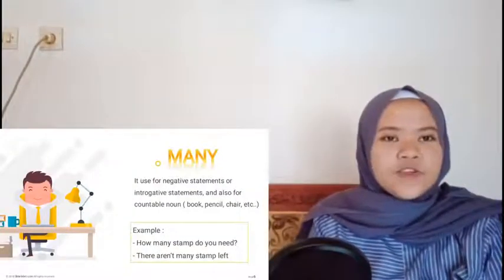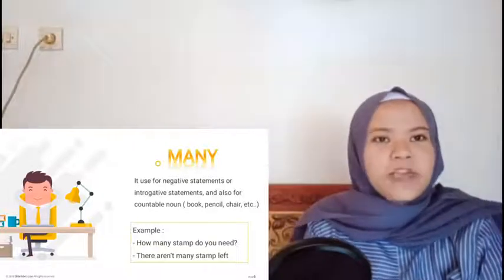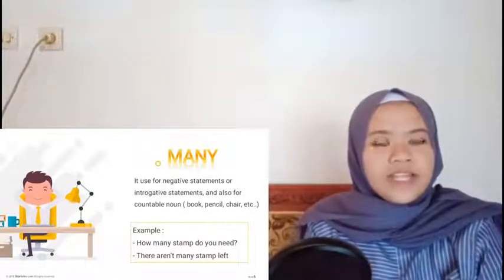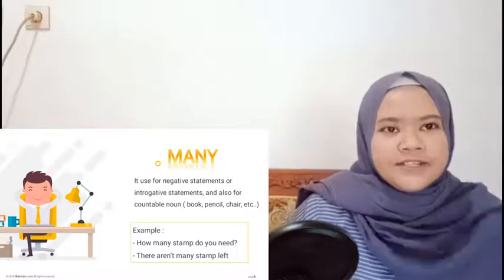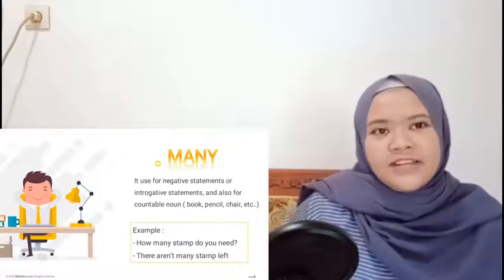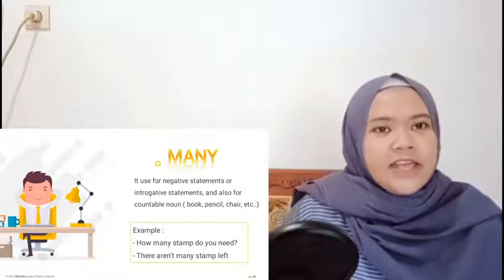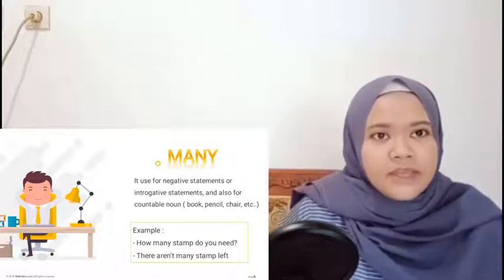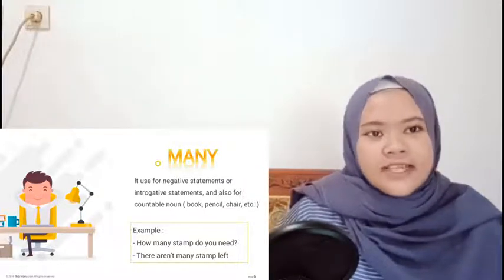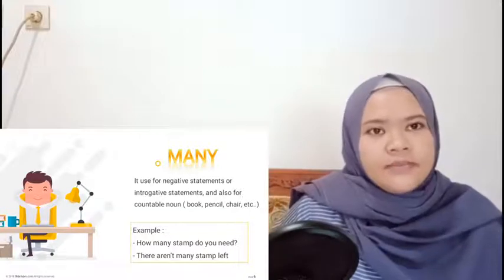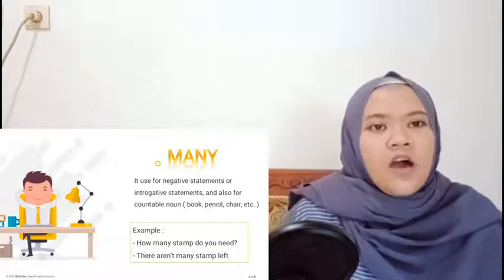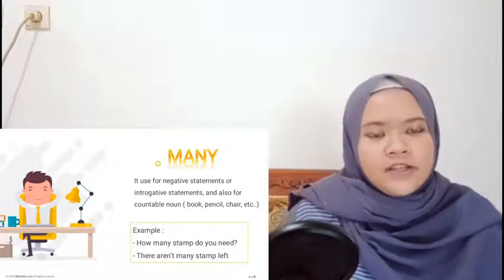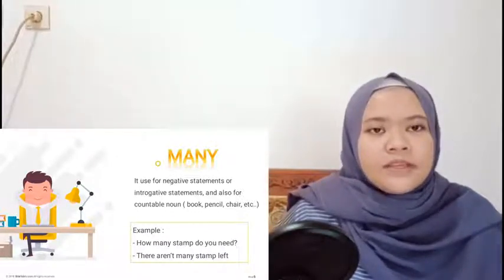And many is used with plural countable nouns and mainly used in questions and negative sentences. Examples. First, how many stamps do you need? It's a question and stamps can be counted. Second, there aren't many stamps left. It's a negative statement because aren't means are not. And stamps can be counted.